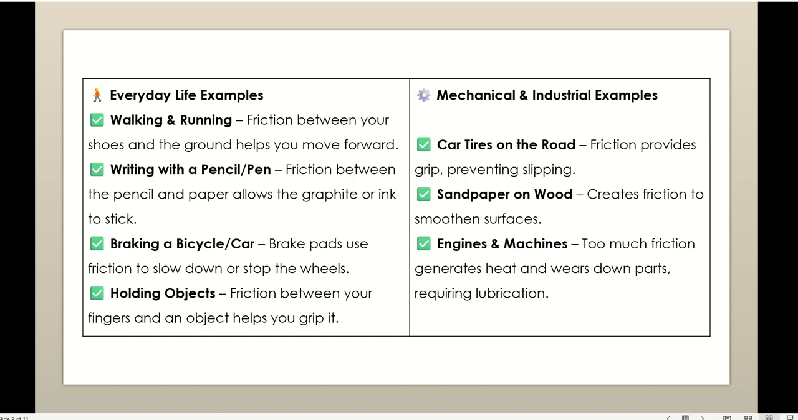If we look at more examples to understand how friction is working in our life, in walking and running, we use friction. The paper, we use a pencil to write on it. Due to friction, we are able to retain the ink on the paper. While braking, we use the same scenario of friction, and for holding objects. So in mechanical industries, we have the car tires on the road to prevent slipping, and we use sandpaper to polish surfaces. For engines and machines, we use lubrication to reduce friction.